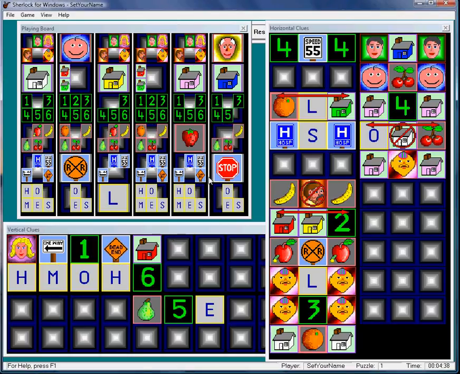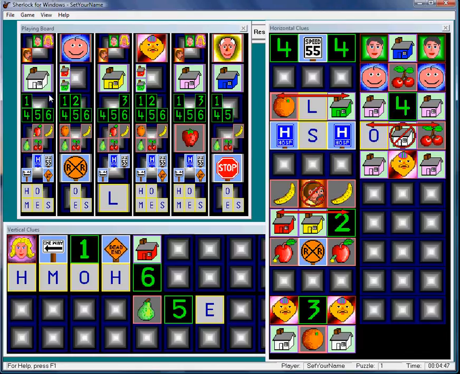This gentleman is next to the L. Well, since this guy's already here, he must be here. This gentleman is next to the number 3. So the 3s can't be here. The White House is next to the orange. Orange. We can kind of go back to this clue now.